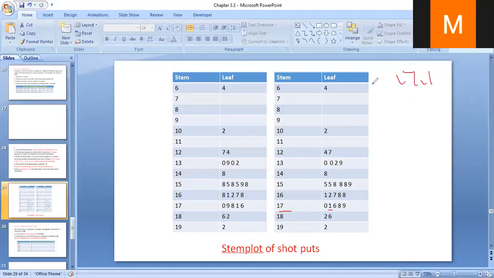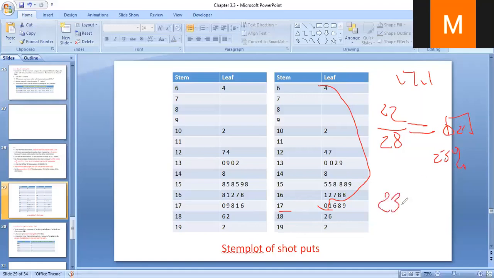7.1. You count all of the numbers from here to this one. You got 22. And then you have total, you get 28, you divide by 28. And then you get 0.23, 23%. That is the percentile. This is you call it percentile of the 7.1.